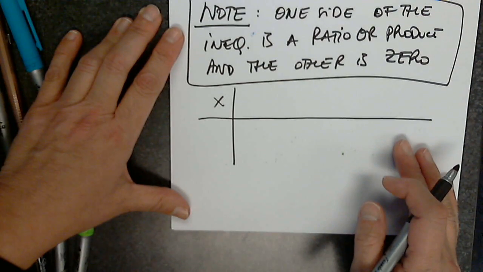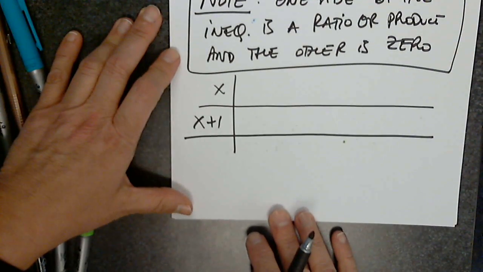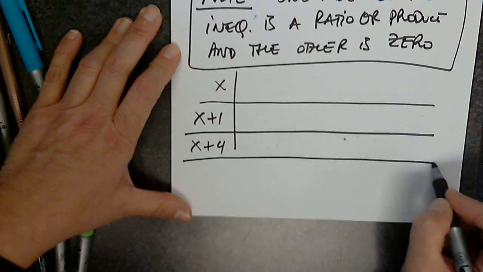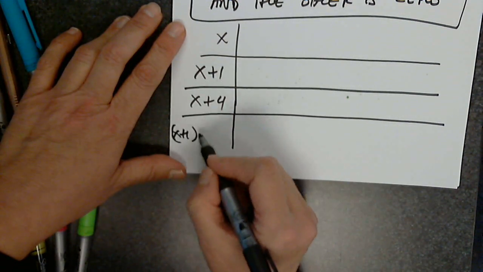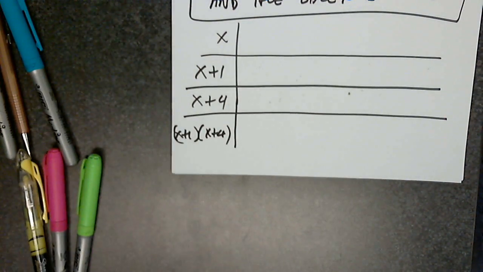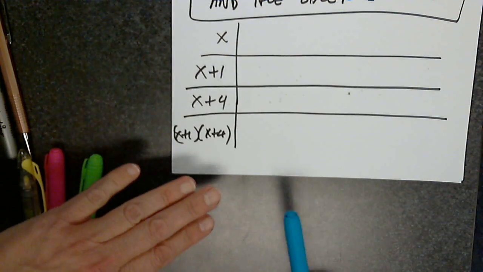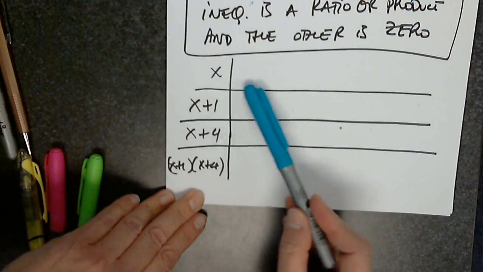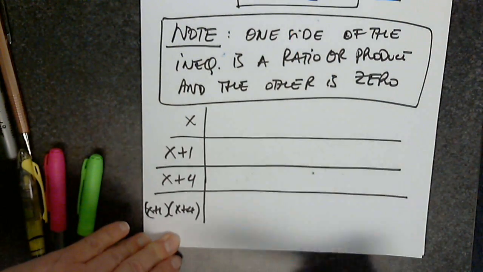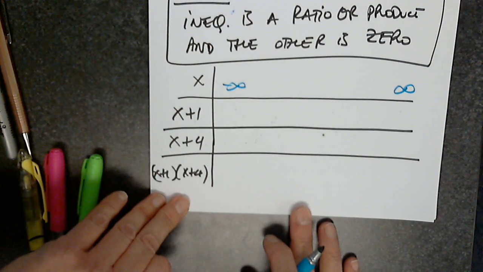x is the variable in the problem. The next rows consist of the first factor and the next factor, and in this case I have only 2 factors, and the last row is x plus 1 times x plus 4, exactly what I'm interested in. One more time, the chart requires a product or ratio and 0. In the first row, I put the variable in the problem. This problem has x, and x can go from negative infinity to positive infinity.